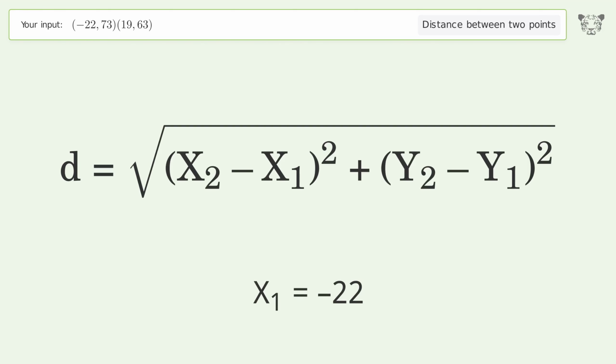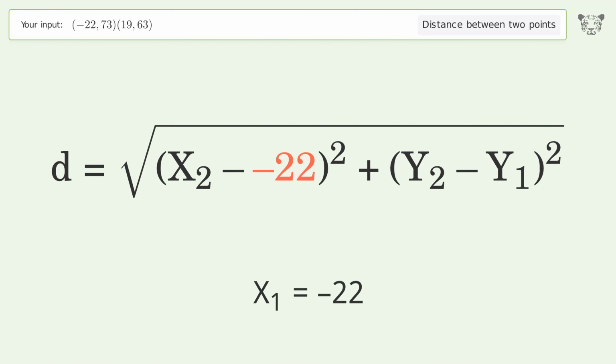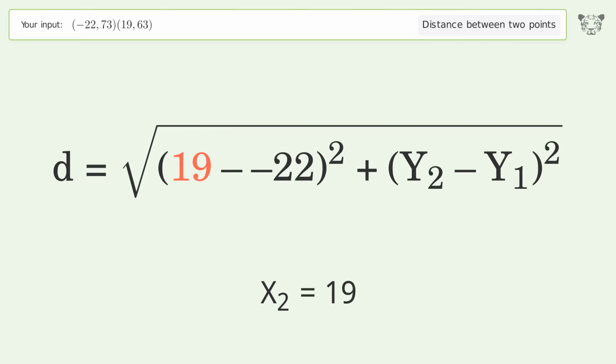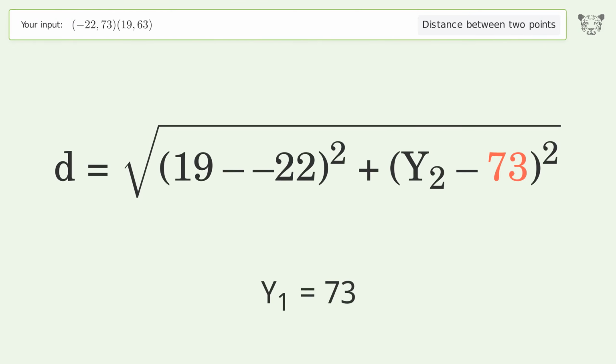x1 equals -22. x2 equals 19. y1 equals 73. y2 equals 63.